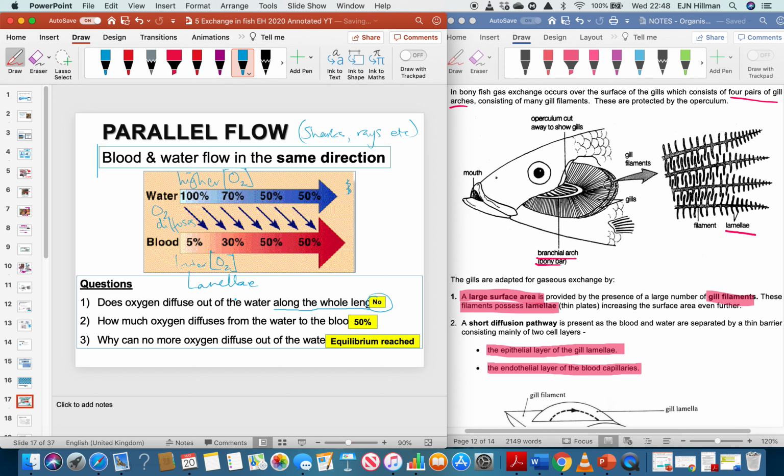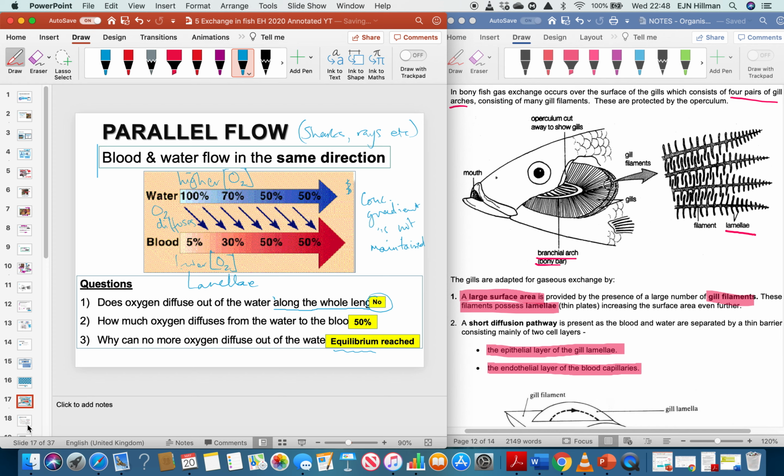Okay, now that is a really useful phrase to say that in parallel flow, oxygen does not diffuse across the whole length, or along the whole length, of the lamellae. How much oxygen does diffuse? Well, 50%. Why can no more diffuse out of the water? Because equilibrium is reached. Okay, it does not maintain a concentration gradient. So the concentration gradient is not maintained.